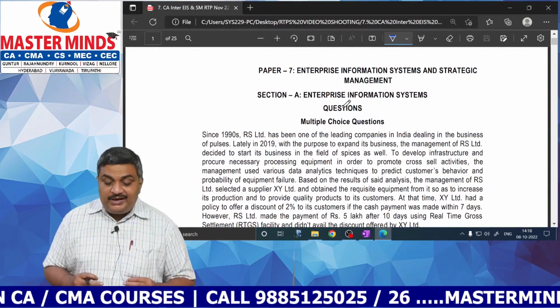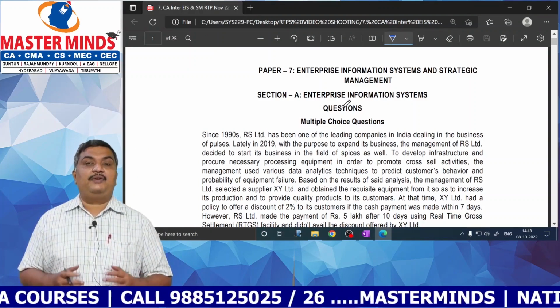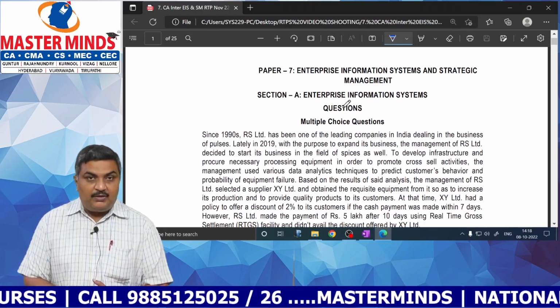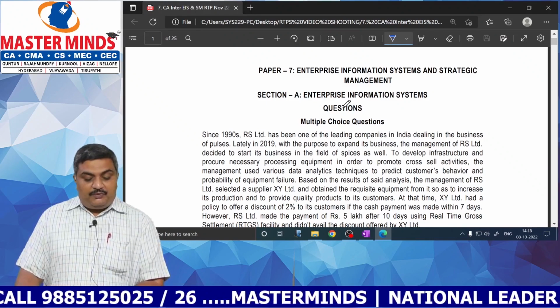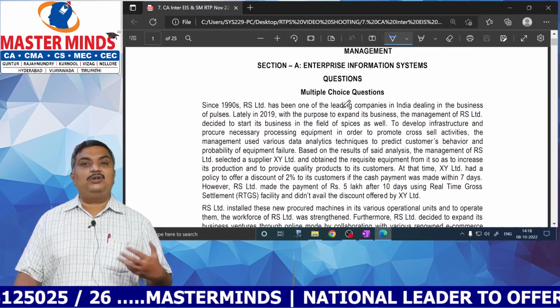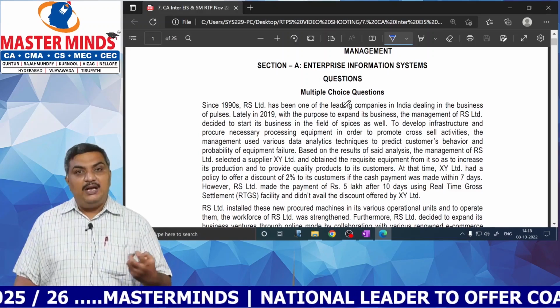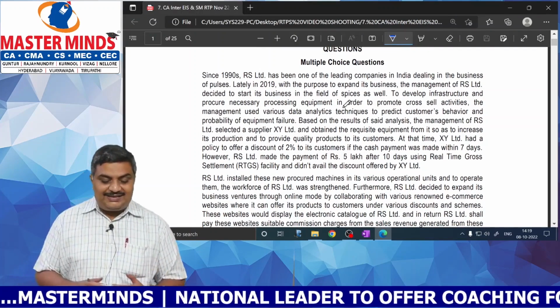Now, today let us see the discussion of revision test paper of Enterprise Information System for November 2022 attempt. So, first of all, in section A, we have a case scenario, and basing on that case scenario, we have some MCQs to be answered. Let us look at them. First, let us read the case scenario.